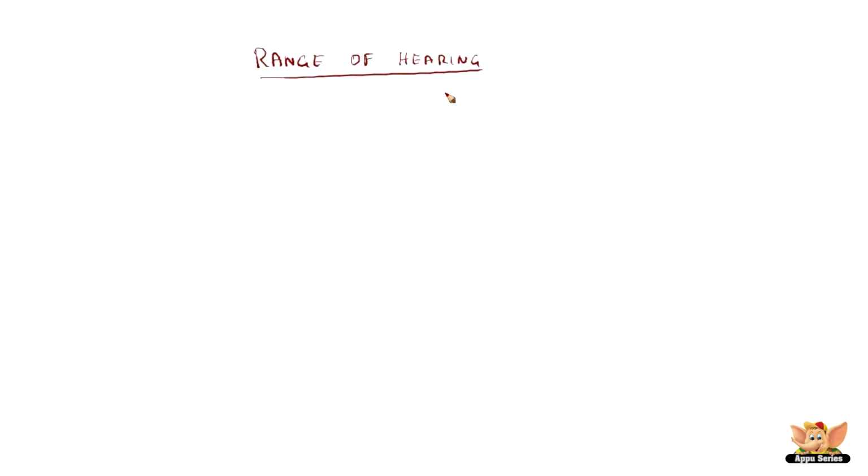Range of hearing. Here the range is the frequency range. Sound has many frequencies, but all the frequencies cannot be heard. So the frequencies that can be heard are called the audible range. This audible range of frequencies is also given. It is 20 Hz to 20,000 Hz, or 20 Hz to 20 kHz.